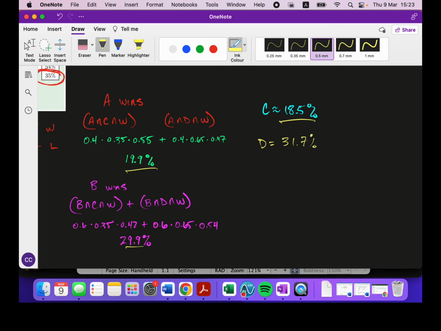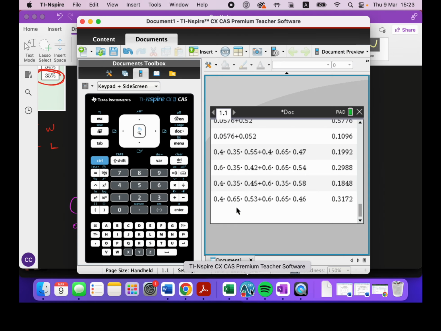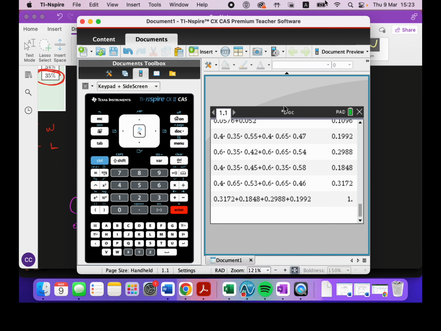And then just to check my math while I'm here, I'm going to grab that, add to it this other probability, and then add to it this last one, and this should be 1. So it's 1, so we've got it there. I hope that was helpful.